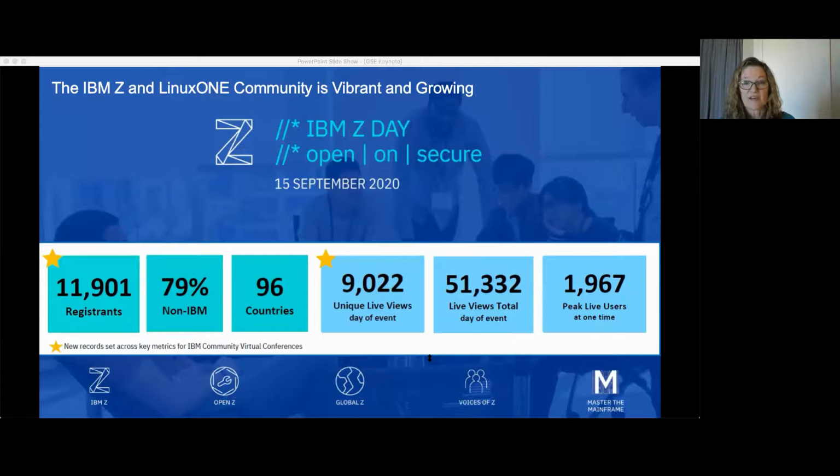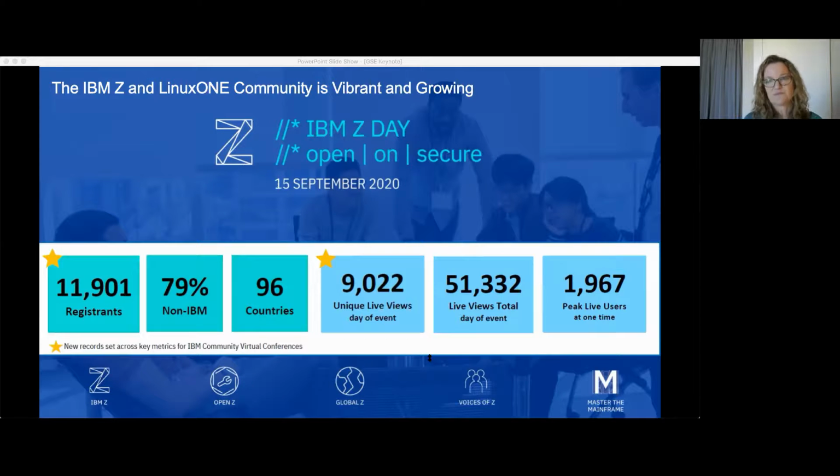79% were non-IBM. We wanted to definitely get this out to folks within IBM and across IBM, but our key target truly was our external community. So 79% of those almost 12,000 registrants are from organizations and from our ecosystem across 96 countries. And on the day of, we had 9,000 live views. What that means is we had 9,000 participants just on that one day.